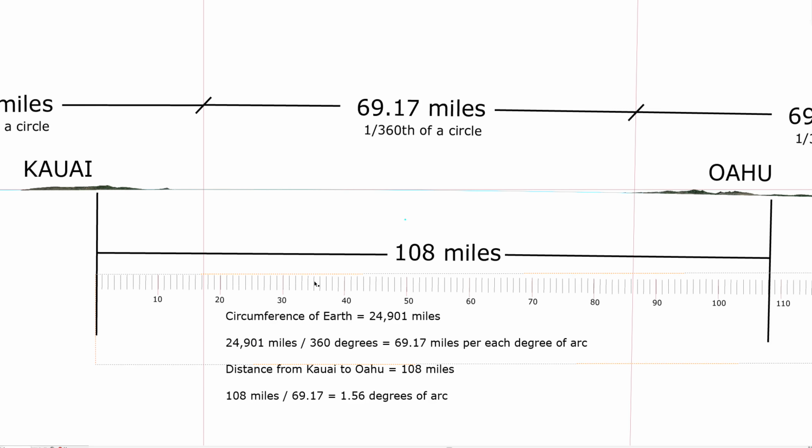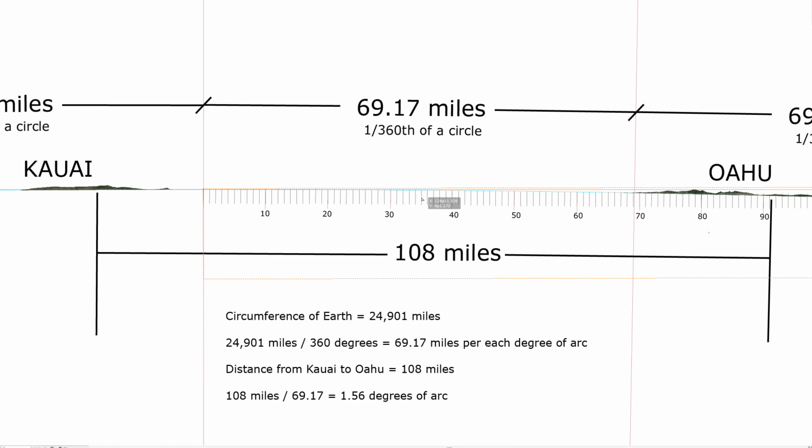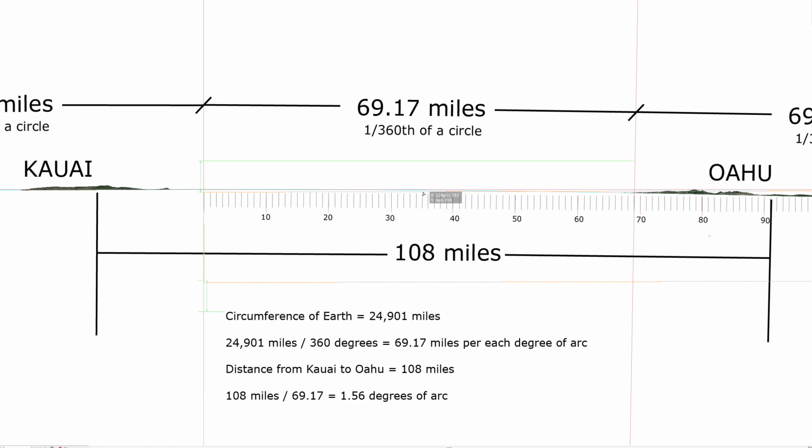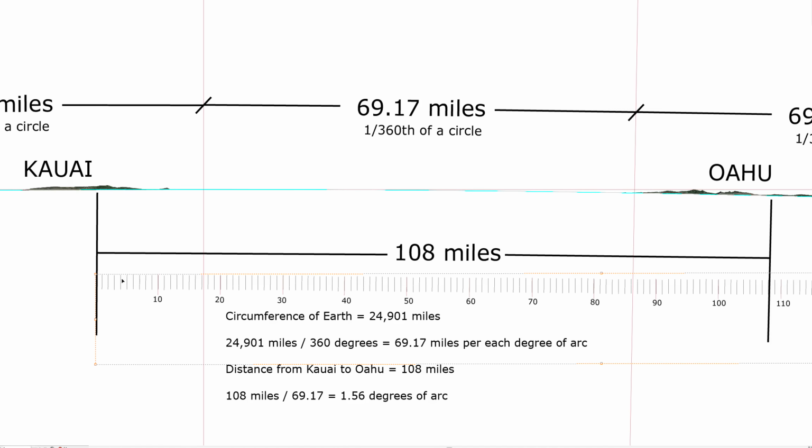So I created a scale. I'm just going to move the scale over. Okay, so I sized this scale accordingly so that it would be exactly 69.17 miles on the scale from point to point here. And that's how we got our 108 miles here. That's how we got the size of the islands, the height of the islands. Everything is exactly proportionate.